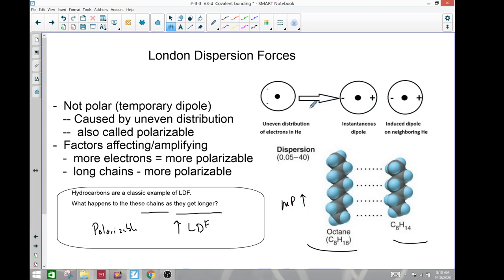Good picture here as well, showing an induced dipole. This guy has an instantaneous dipole, and it causes another one to be produced next to it.